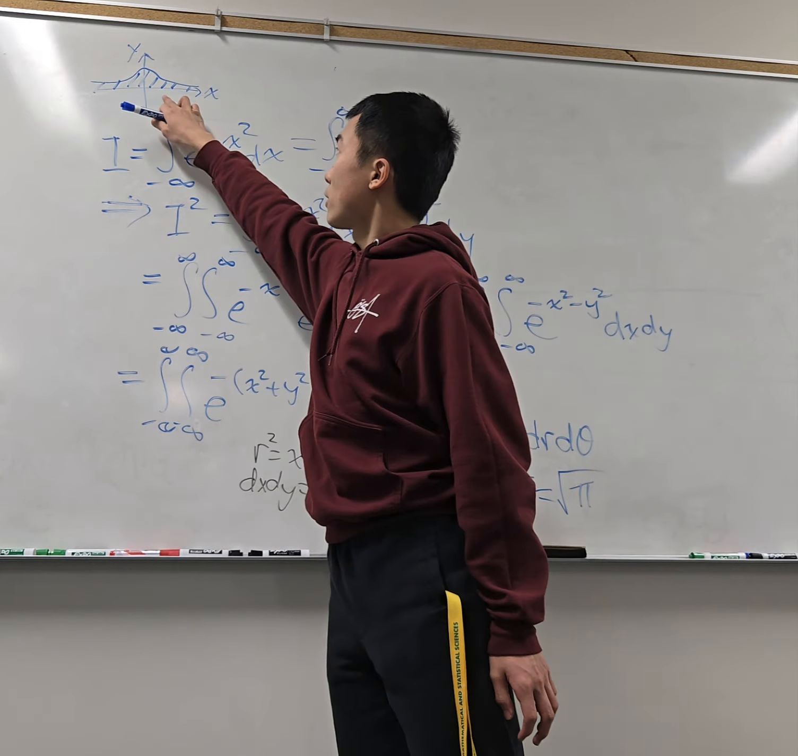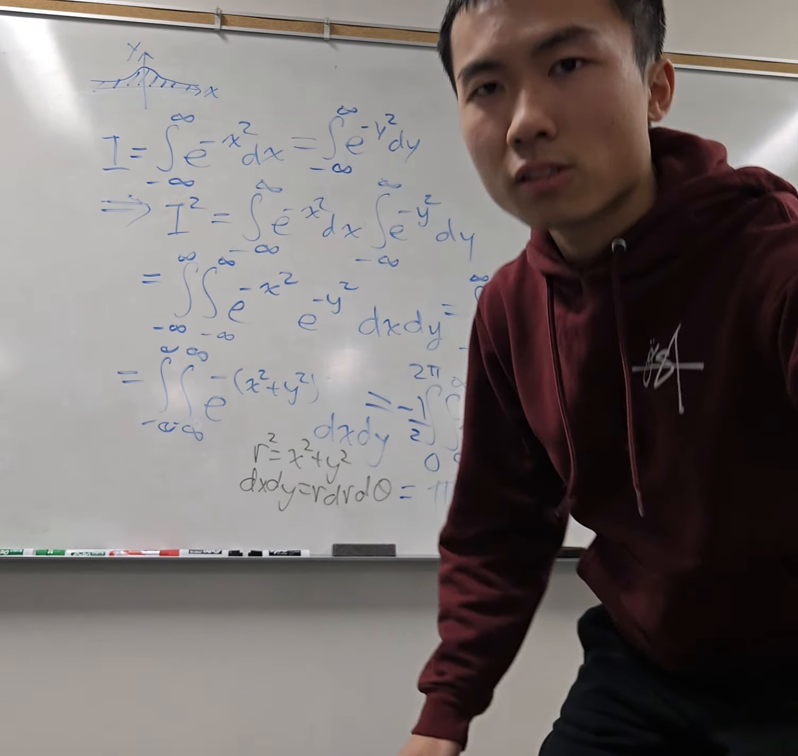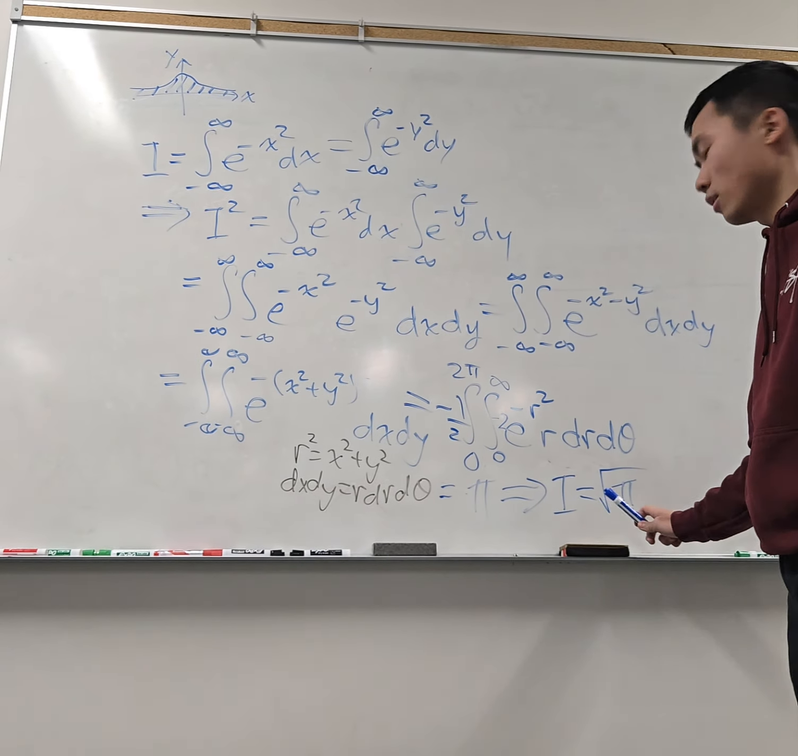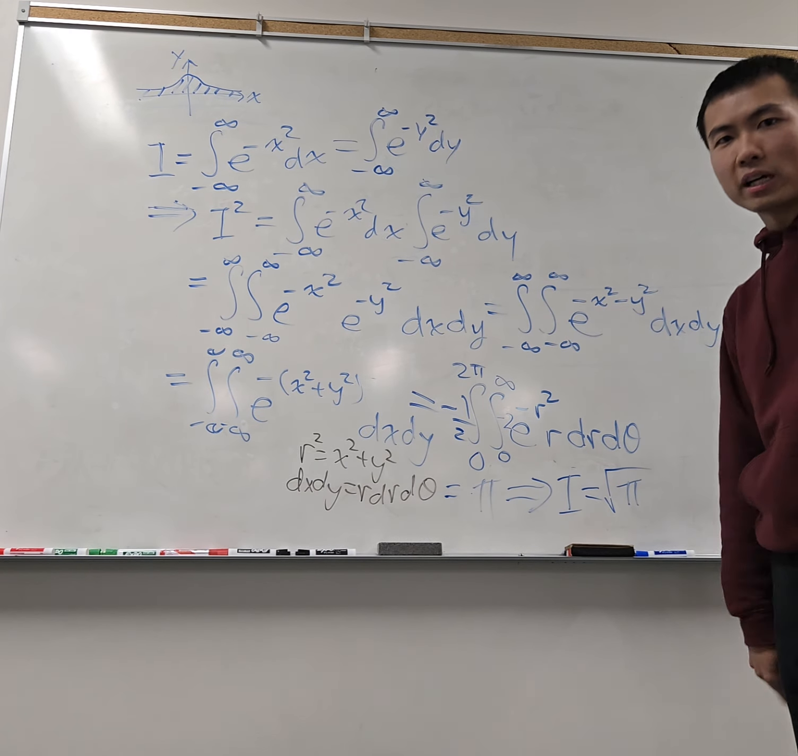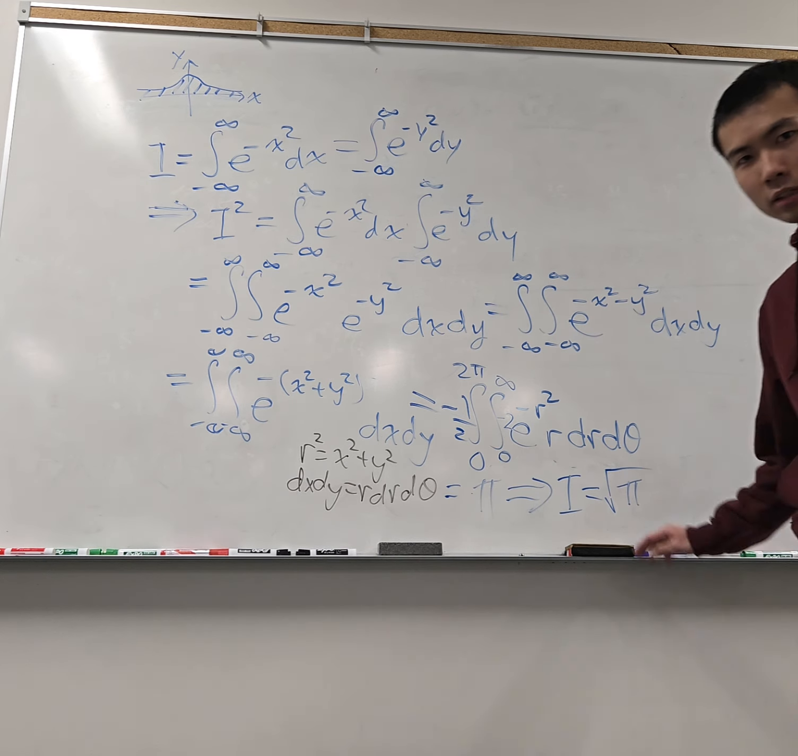If you look at the original graph right here, we see that the area is above the x-axis, which means we want to take the positive square root of pi. And that's it. The Gaussian integral evaluates to the square root of pi.